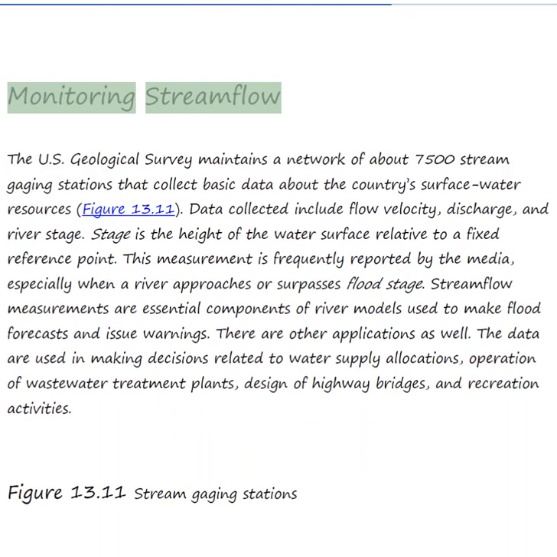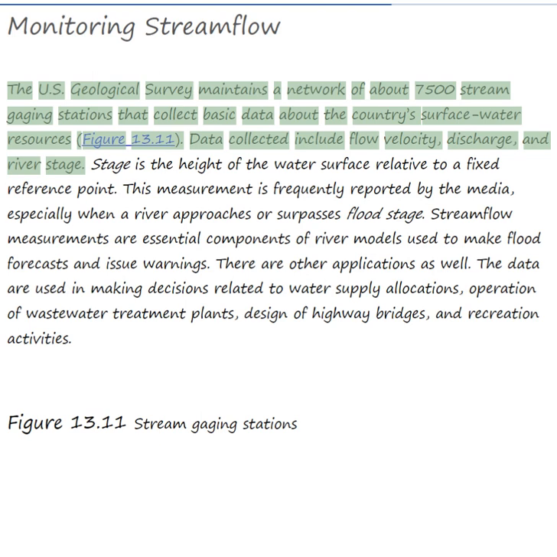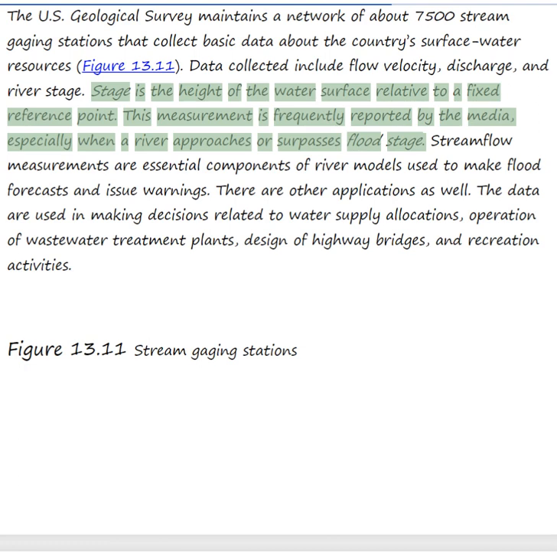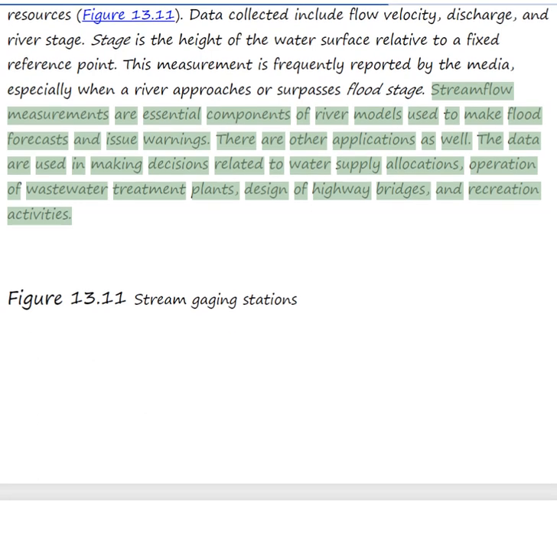Monitoring stream flow. The U.S. Geological Survey maintains a network of about 7,500 stream gauging stations that collect basic data about the country's surface water resources. Data collected include flow velocity, discharge, and river stage. Stage is the height of the water surface relative to a fixed reference point. This measurement is frequently reported by the media, especially when a river approaches or surpasses flood stage. Streamflow measurements are essential components of river models used to make flood forecasts and issue warnings. There are other applications as well.